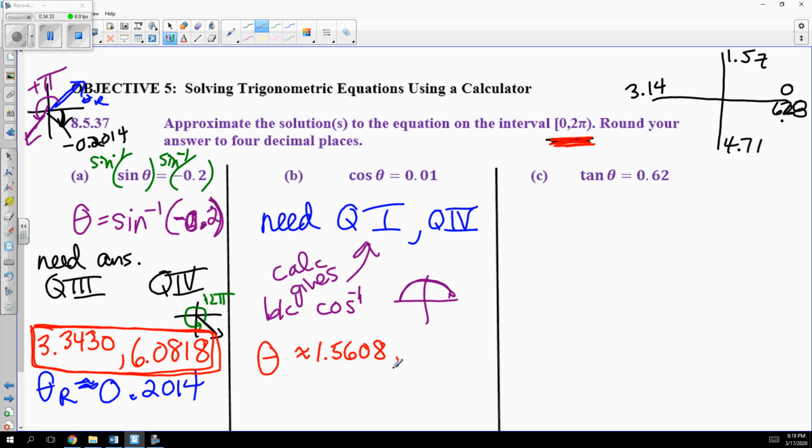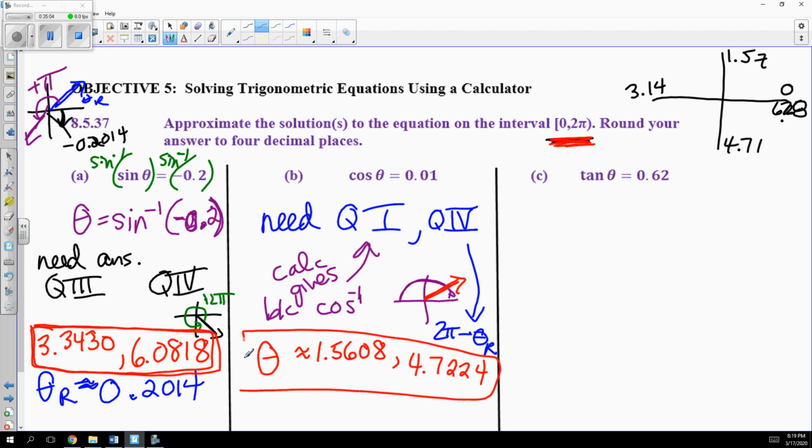To get the angle that's in quadrant 4, if I'm already at an angle that's in quadrant 1, then what I can do is, for the quadrant 4 angle, I'm going to have to do 2 pi minus the reference angle, but this is its own reference angle, so I'm just going to do 2 pi minus the answer, 2 pi minus the 1.5608, and I'm going to get the other possible value in quadrant 4, which is 4.7224.